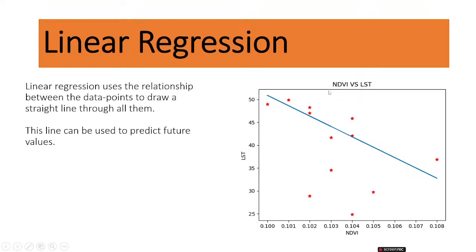So mainly linear regression uses the relationship between the data points to draw a straight line through all of them. And this line can be used to predict future values. This line is called the best fit line. We predict the other values using this best fit line.